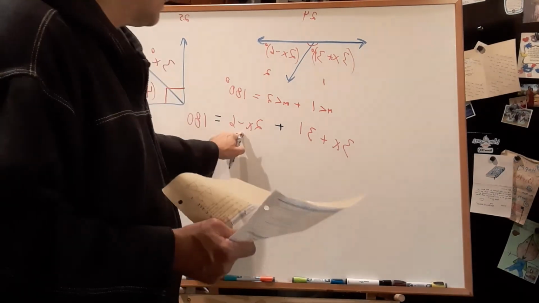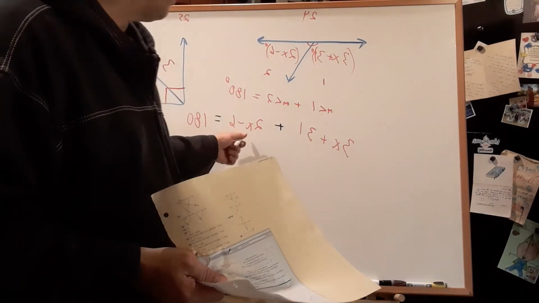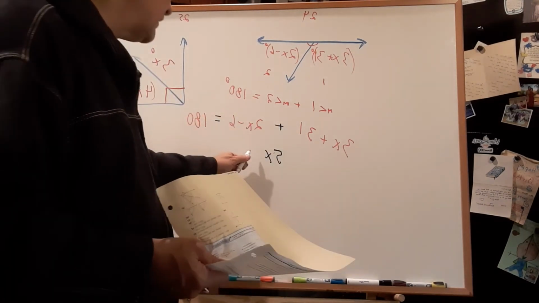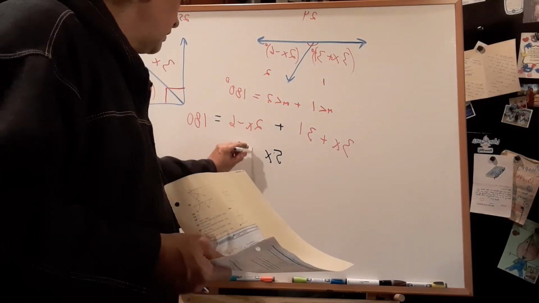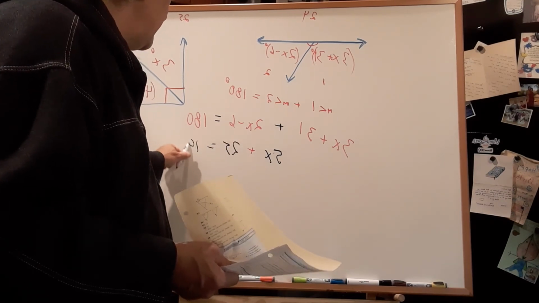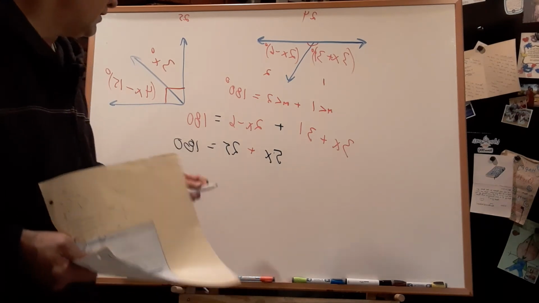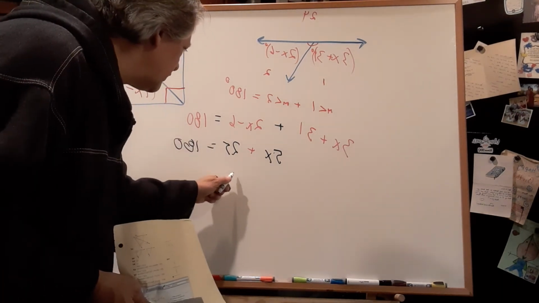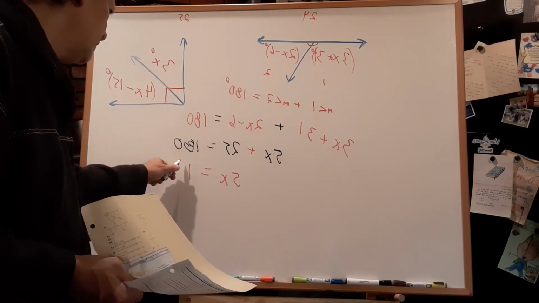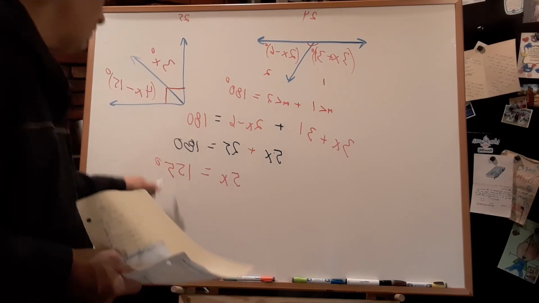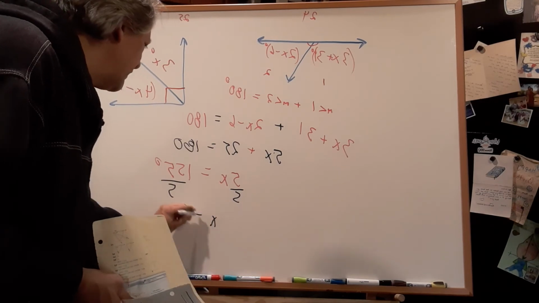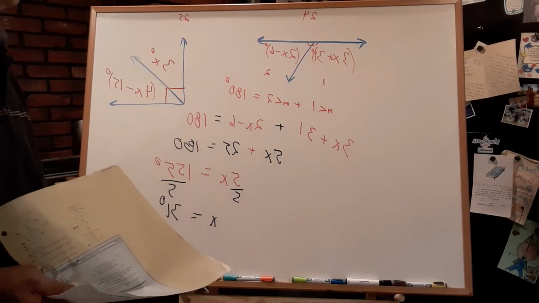All right, so combine like terms, 3x plus 2x, 5x, 31 minus 6, 25. So 5x plus 25 equals 180. Subtract 25 from both sides, so we're left with 5x equals 155. That's easy math now at this point. Divide by 5. x is equal to 31 degrees. Hey, look at that. So x is equal to 31.